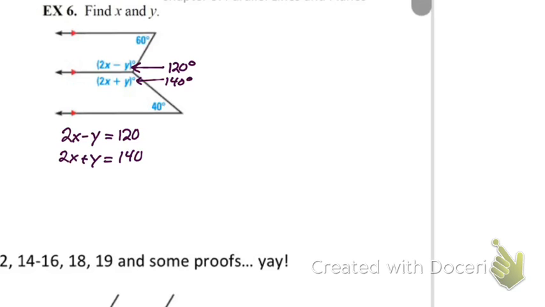So when you're using elimination, you're looking for an opposite pair. That means if I have a negative y, I want a positive y, and you might have to make it happen. Right now we already have an opposite pair. So all we're going to do is add those two equations together. We're going to have 2x plus 2x equals 4x. Negative y plus y, that's going to cancel out. We'll have 0 y's. And then we're going to have 260. So x is 65.